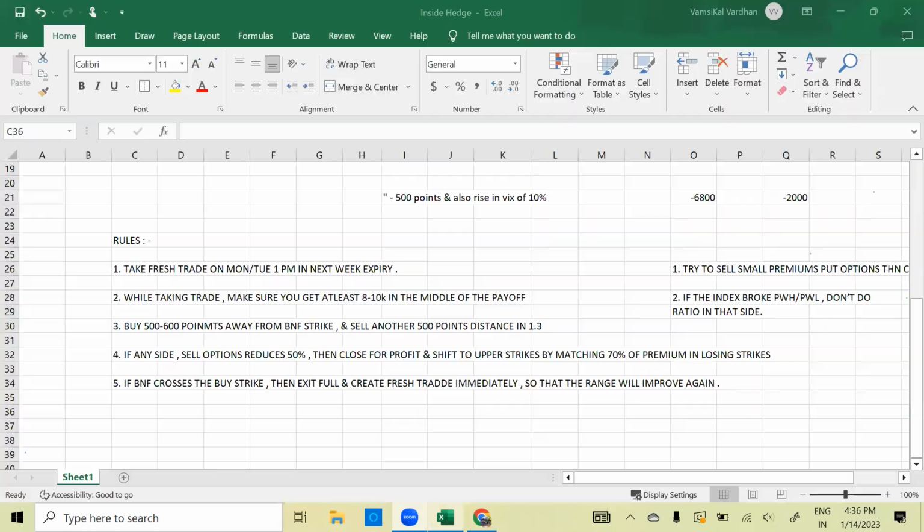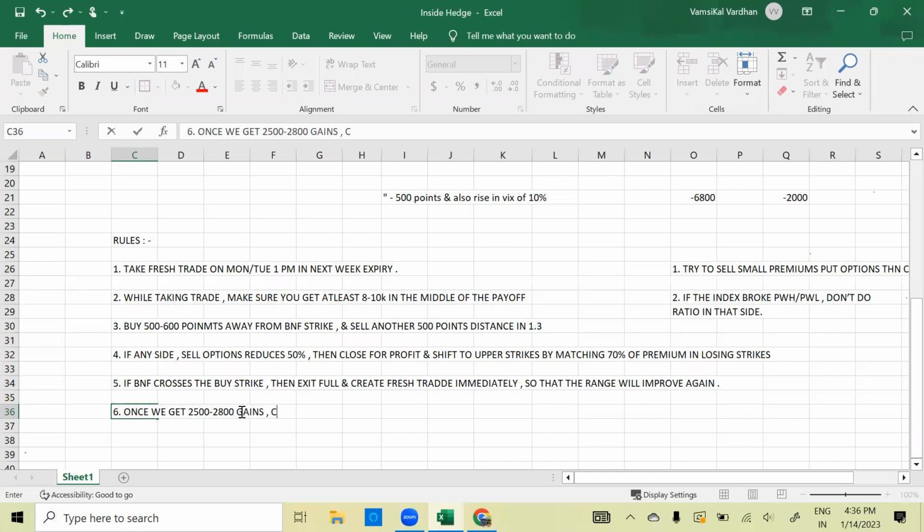Now, when to book the profit? Once we get 2,500 or 2,800 gains, close the trade. Perfect.